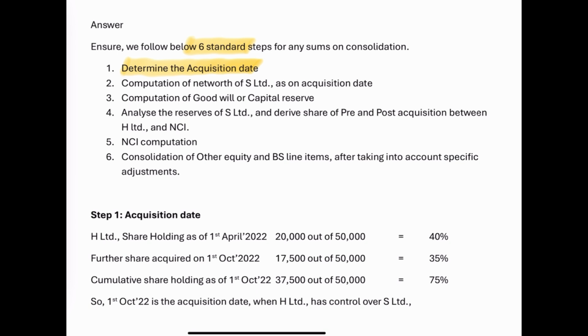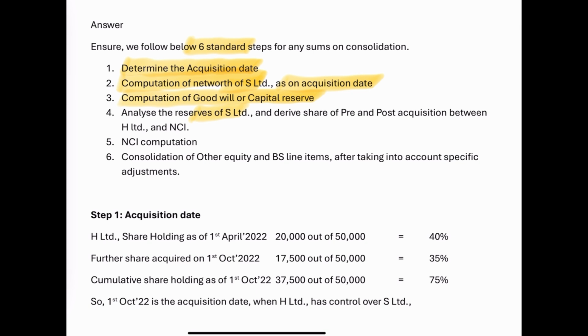And the second one is we'll have to compute the net worth of S Limited. S Limited means a subsidiary limited, as on the acquisition date. So that's the second step. And then the third one is computation of goodwill or capital reserve. Then the fourth one is to analyze the reserves of S Limited.